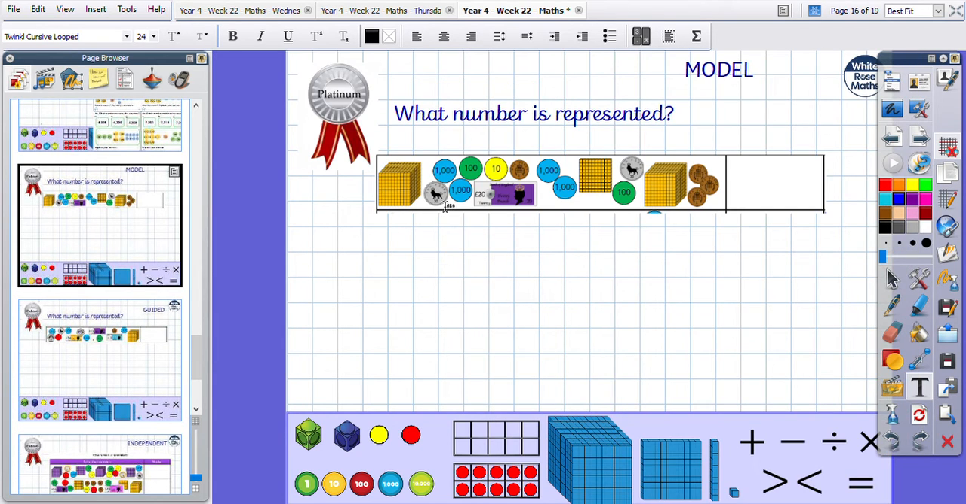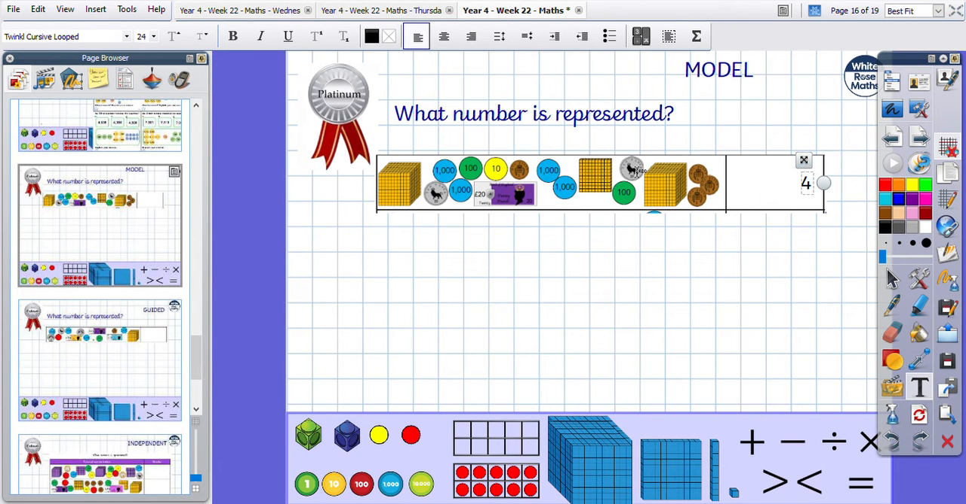Finally then, for platinum, you're applying your knowledge of place value, but you've also got some place value counters, some deans, and even some money. Okay, so we're looking at this money as pence. Okay, so how many ones have we got? 1, 2, 3, 4 pence there. So we've got 4 ones.